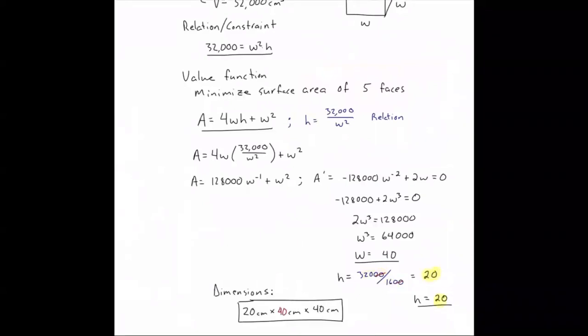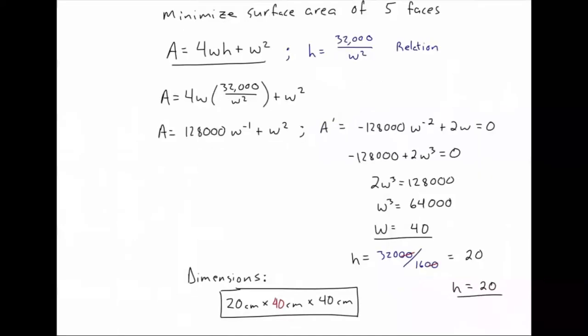So H is 20. So it looks like the dimensions will be a height of 20 centimeters, a width of 40 centimeters, and the other width of 40 centimeters. Remember, we need 3 dimensions here. W gets used twice because it's the square base length. Right, so that bottom rectangle of the box is a square, and it's 40 by 40 because we found W to be 40, right? And then what's left for the height is that 20 centimeters.